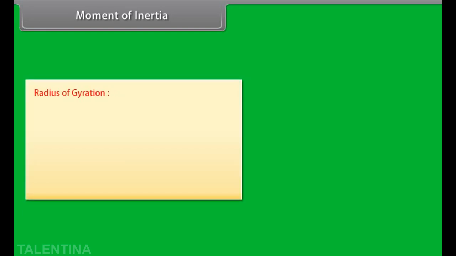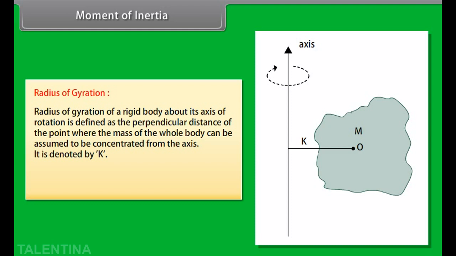Radius of gyration of a rigid body about its axis of rotation is defined as the perpendicular distance of the point from the axis where the mass of the whole body can be assumed to be concentrated. It is denoted by k. Its expression is given by I is equal to m k square, which is equal to summation from i is equal to 1 to n of products of mi and ri square.